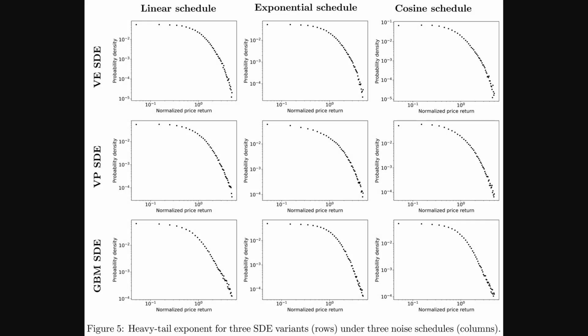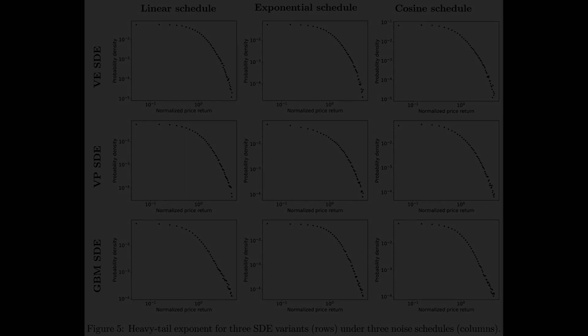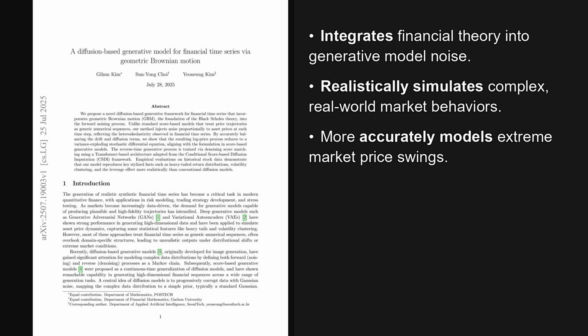So, moving to the results, this grid of plots directly tests how well the models capture that first stylized fact, the heavy-tailed distribution. Each row represents a different modeling approach based on a stochastic differential equation, or SDE, which is just a mathematical way to describe random processes like stock prices. The top two rows show standard models, while the bottom row shows the new geometric Brownian motion approach. What's clear is that the standard models generate returns with lighter tails. They underestimate extreme market swings. But the new model, especially in the middle and right columns, gets much closer to reality. And these superior results hold true for the other stylized facts as well.